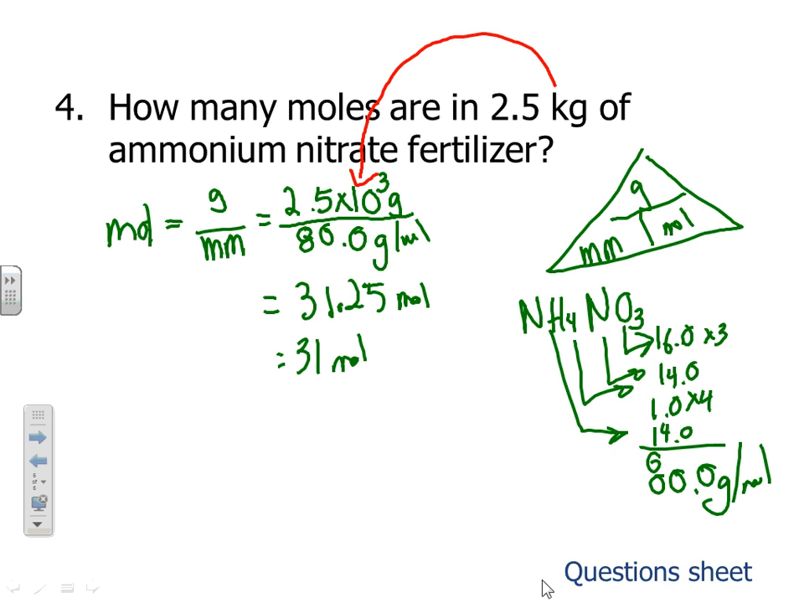31 moles. Okay, so now again, you've got a question sheet that deals with these types of calculations on Google Classroom, and you can now go ahead and work on those practice problems.